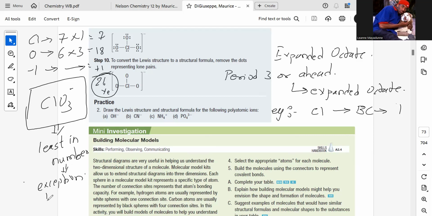And there is an exception to this, and that exception is hydrogen and fluorine. Why? Because these two are monovalent and they will never be in the center. Have you copied all this? Yes, I'm almost done writing. Okay, now I'm done.